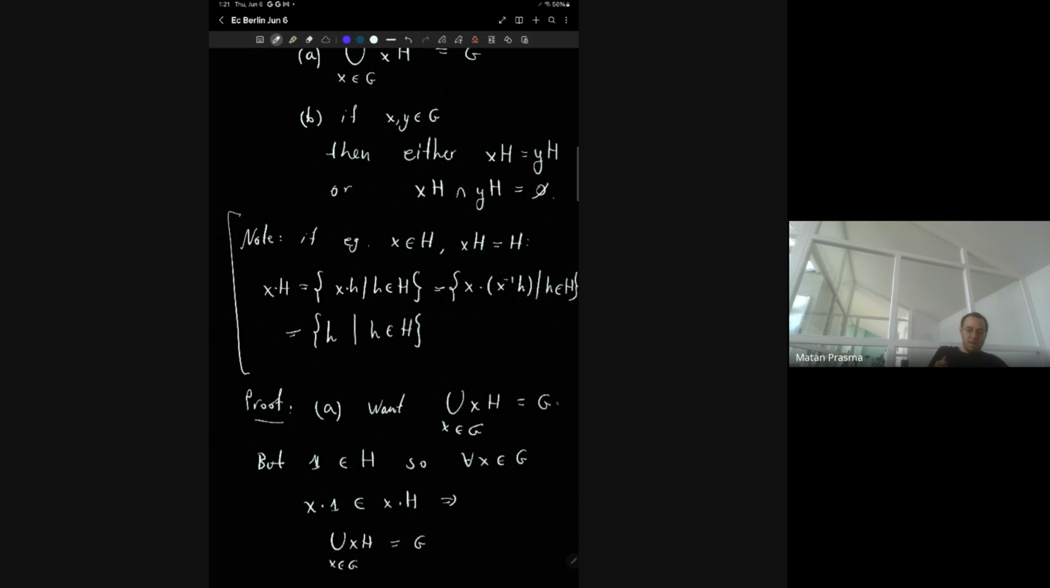And this means that I can get all the elements of G as belonging to at least one of the cosets. Is this clear? This should be the easy part, but I don't want to move on without checking.